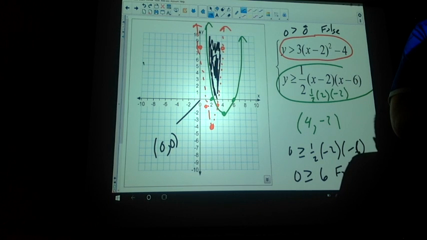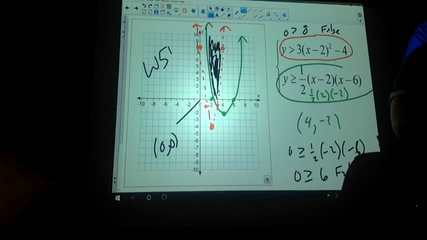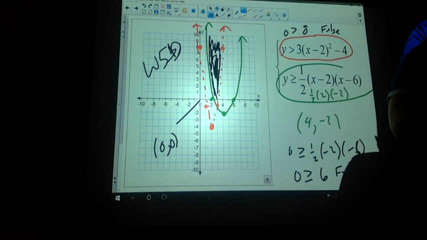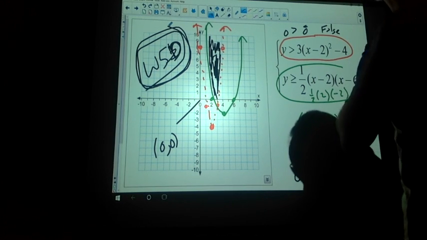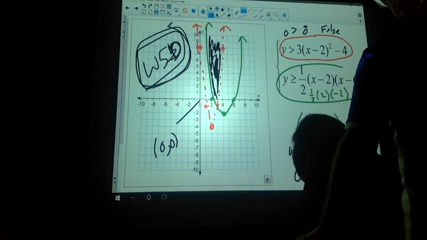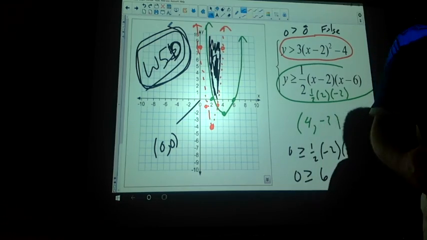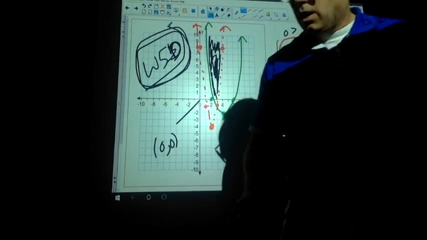All right, so worksheet 5D. Worksheet 5D, which looks like 107, 108, 109. Sweet. Oh, thanks, Peyton.